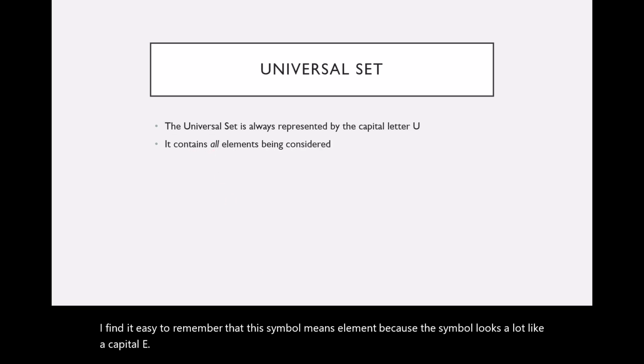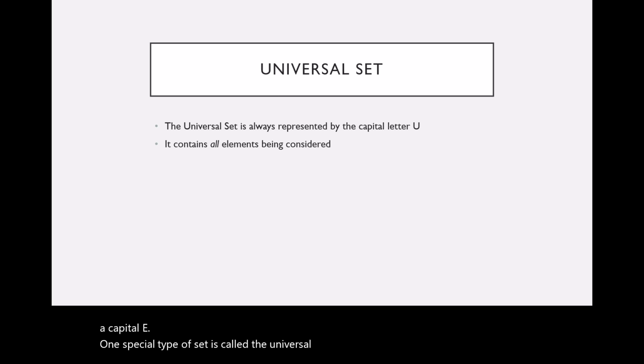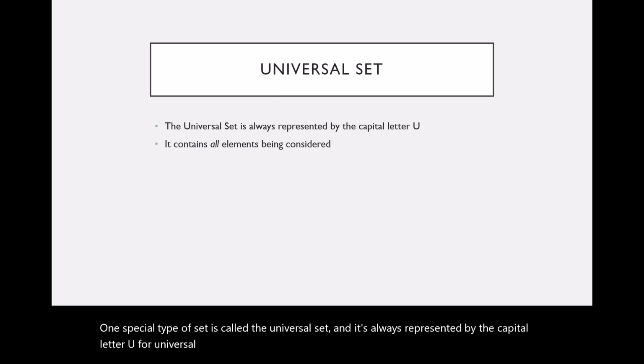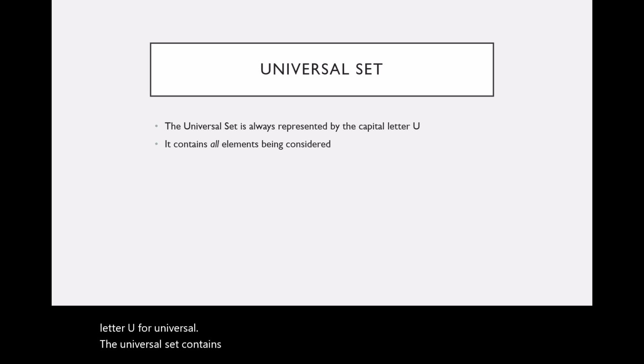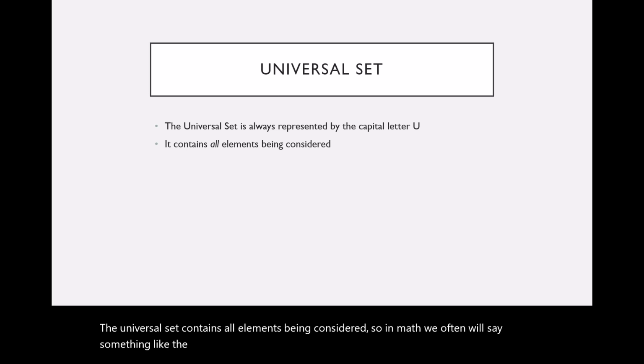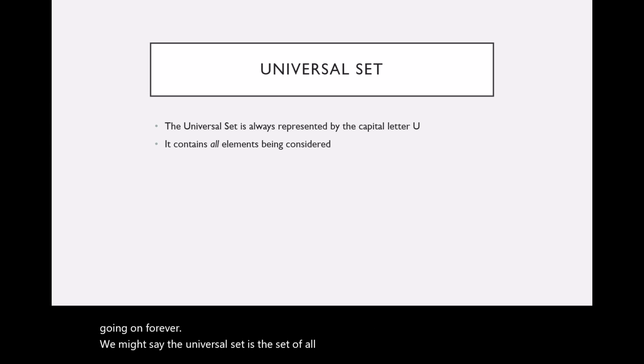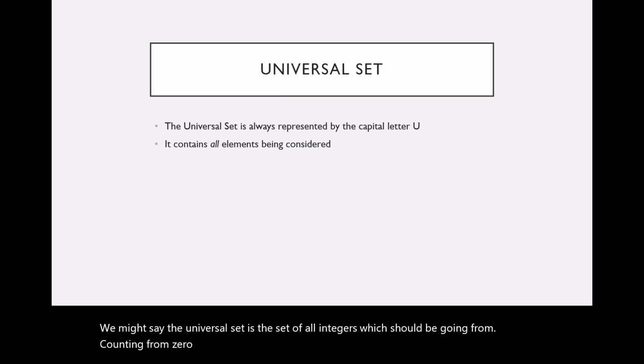One special type of set is called the universal set, and it's always represented by the capital letter U for universal. The universal set contains all elements being considered. So in math, we often will say something like the universal set is all natural numbers. So that would be starting at 1 and going on forever. We might say the universal set is the set of all integers, which will be counting from 0, 1, 2, 3, 4, 5 forever, and then counting back from 0, -1, -2, -3, -4 forever.